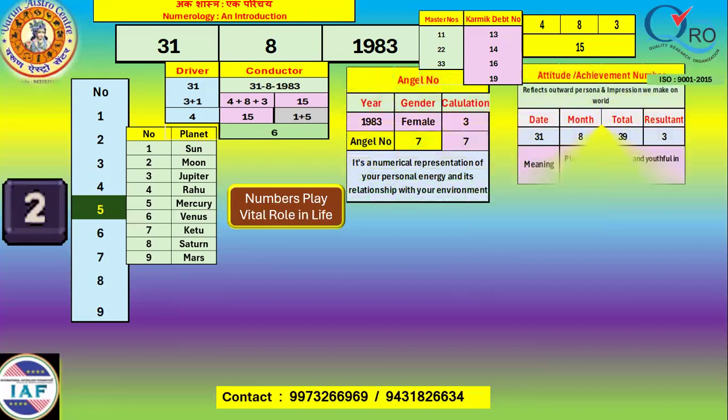For the native, the driver is 4, conductor is 6, and angel number is 7. And what does the angel number reflect? It reflects a numerical representative of our personal energy and its relationship with the environment where we live. The attitude number, or achievement number, is calculated by adding the numbers of the date and month and converting into single digit. So this indication is that the native is playful, charismatic, and youthful in spirit.